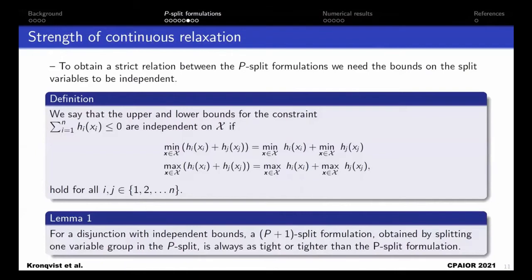And what I mean by the bounds being independent is that if we calculate the min or max of two components of the function, we obtain the same result as taking the min or max independently on these two components. And if this independent bound property holds, then we can show that by further splitting one group of variables, that results in a relaxation that is always as tight or tighter. This property is summarized in the following lemma. So basically, if this property holds, then we know that more splits result in a stronger relaxation.